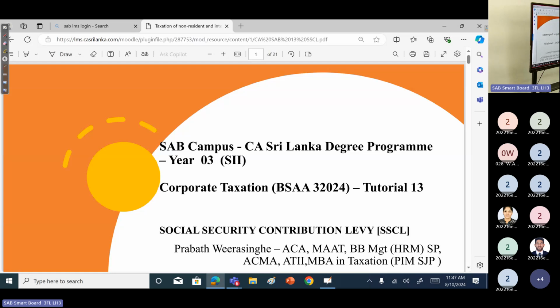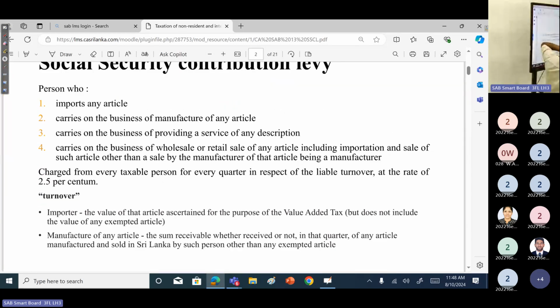And with the social security contribution levy, as I told you previously, in 2009 in Sri Lanka we introduced the nation building tax, and thereafter in 2019 it got abolished, and in 2022 it was introduced again as the social security contribution levy. Basically, there are 4 categories recognized for that tax: a person importing articles to Sri Lanka at the point of importation, a business of manufacturing, a business of service providing, and a business of wholesale and retail, including import and local sales, and a registered distributor. The percentage is 2.5%.